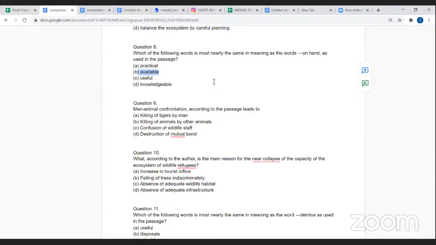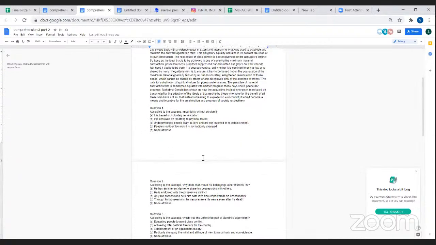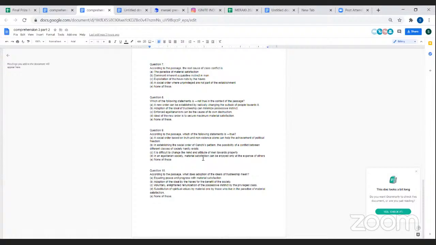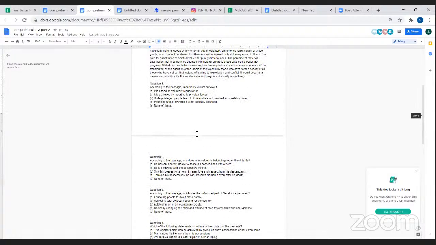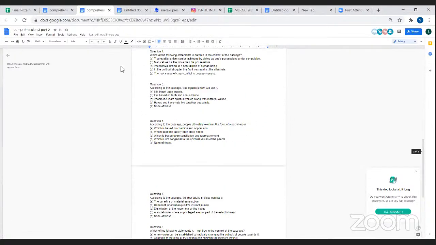So that's that, guys. I think I've shared this one with you. You can solve this later. And if you have any difficulty in these questions, you can text me. I'll send you the answer key for this one.